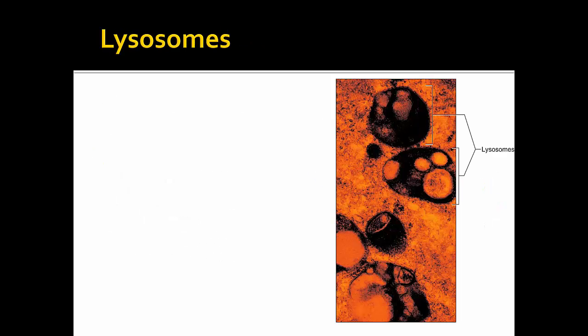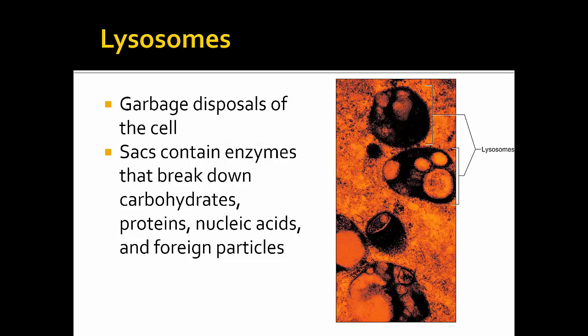Another organelle is the lysosome. This is the garbage disposal of the cell. So these organelles degrade and break down carbohydrates, proteins, nucleic acid, foreign particles, anything that has kind of outlived its worth in the body or is foreign to the body. These are abundant, of course, in white blood cells, which are part of the immune system, so they attack foreign invaders and get rid of them.